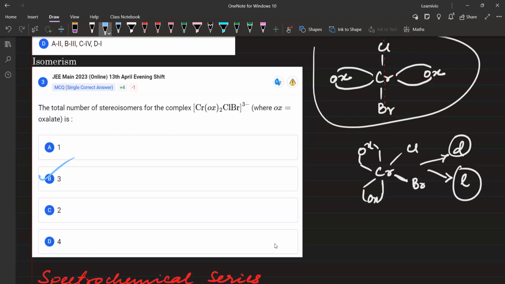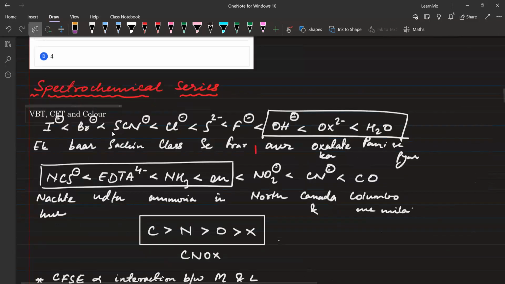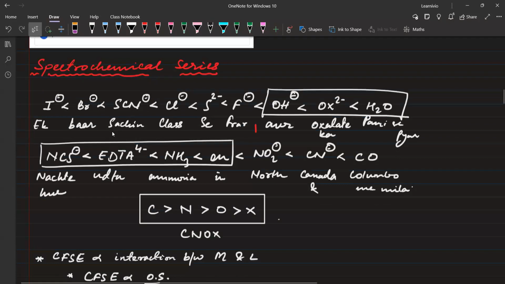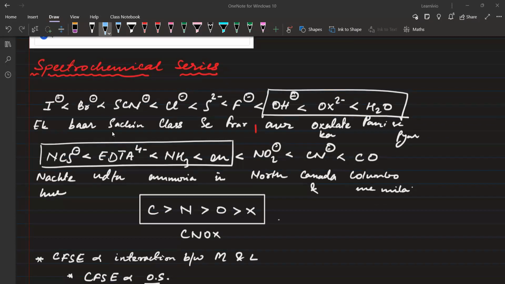Next is the spectrochemical series, and the spectrochemical series is important because we have to do questions on CFT and DPT. Okay. So the spectrochemical series is a list of ligands arranged in their order of crystal field splitting, that is, how much splitting they cause when they are present as a ligand. So how to remember this?